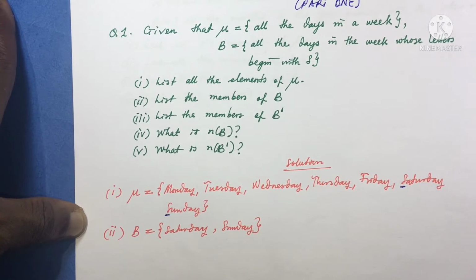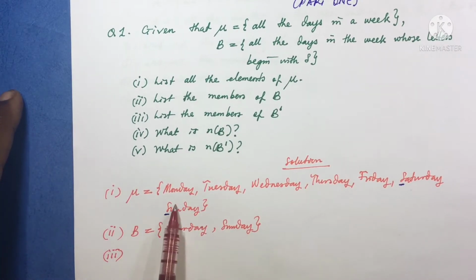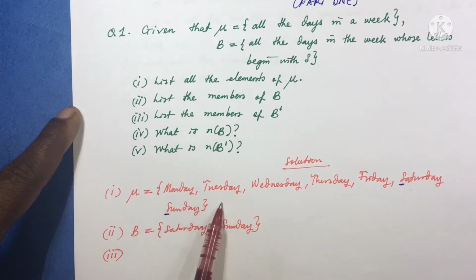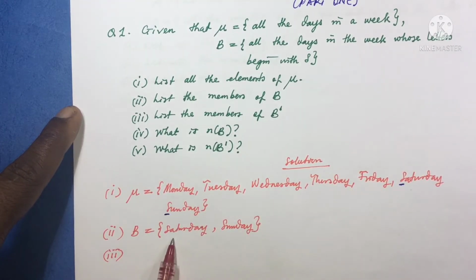Now to question number 3. In question number 3, we are asked to list the members of B complement. What are the members of B complement? The members of B complement, also known as B prime, are those elements found in the universal set but not in B. Now look at the universal set clearly. You would find Monday, Tuesday, Wednesday, Thursday, and Friday. They are in the universal set but they are not found in B.